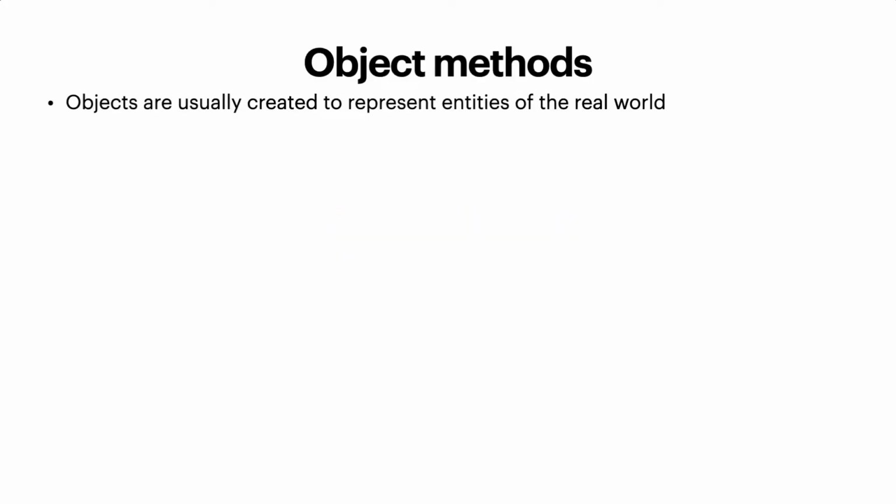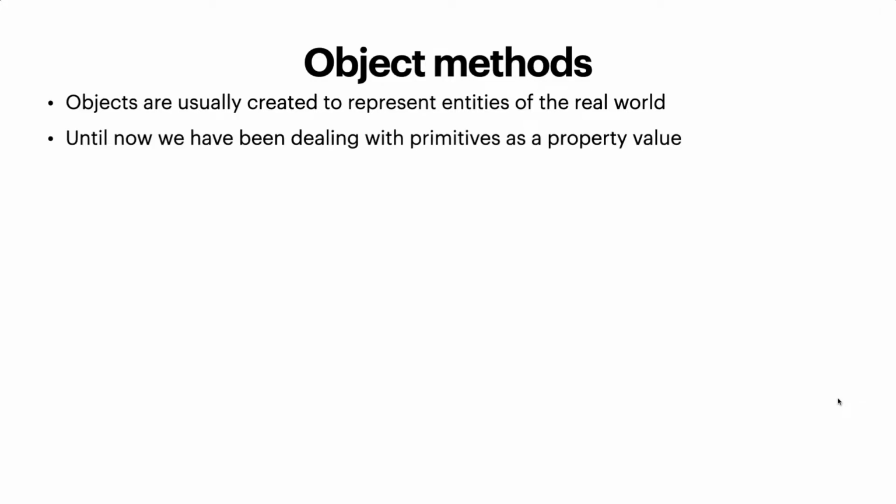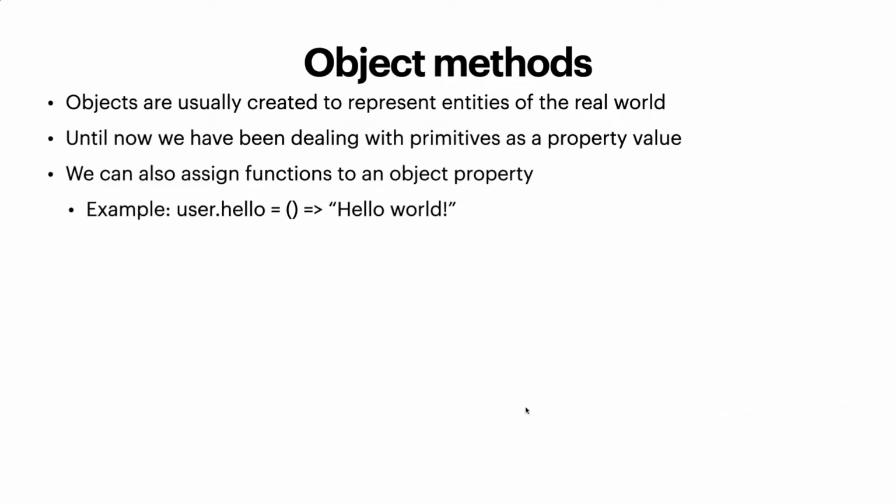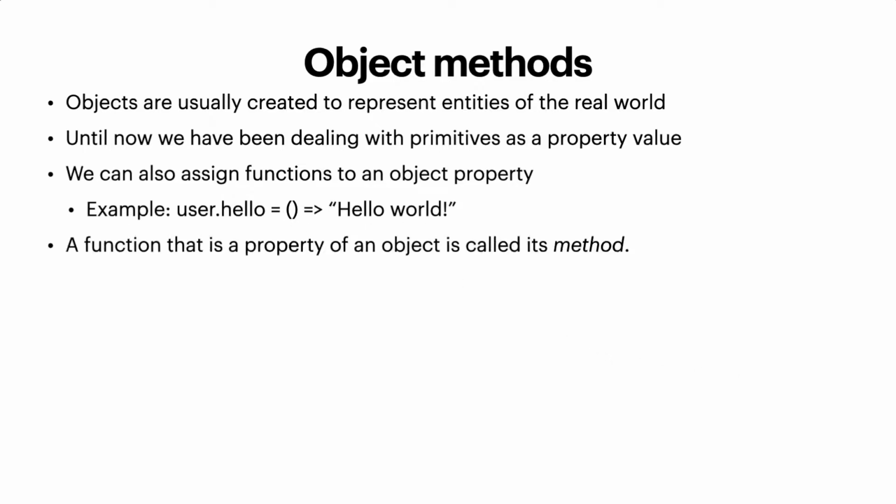Objects are usually created to represent entities of the real world, like users, orders, and so on. And in the real world, a user can act, for example, selecting something from the shopping cart, logging in and logging out, etc. Until now, we have been dealing with primitives as property values, but we can also assign functions to an object property. For example, we have an object and we assign it a property called hello, and we can assign a function to it directly. A function that is a property of an object is called its method. So if an object has a property and we assign it a function, then that function is called a method of that object.